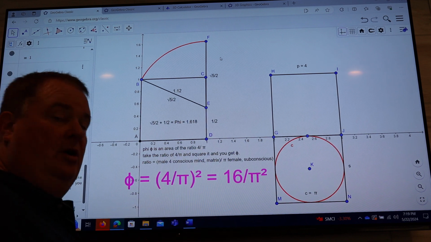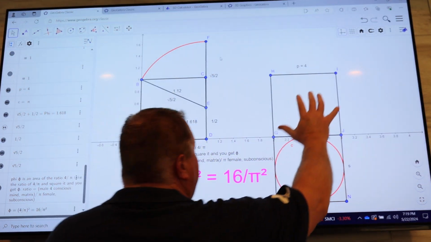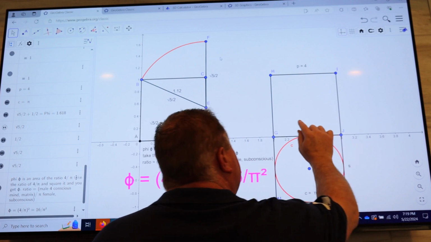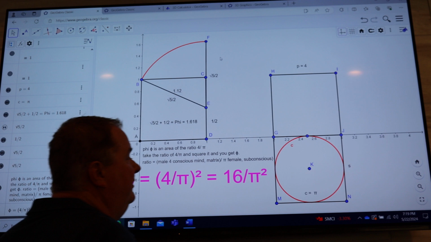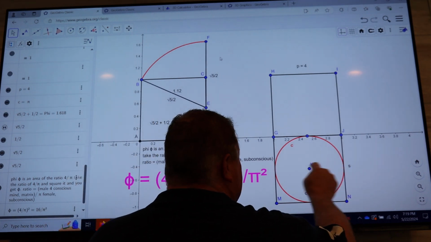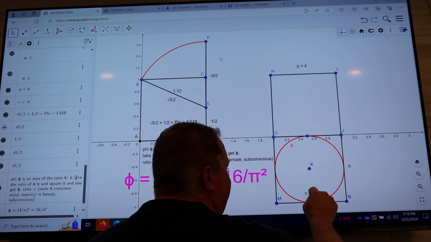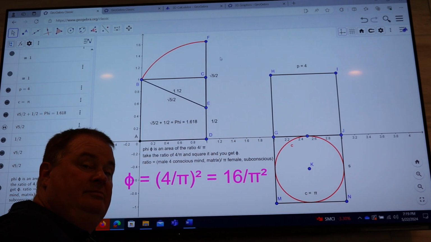How do we get 4? How do we get pi? 4, if you take this as 1 unit, from 2 to 3 is 1. So if I go 1, 2, 3, 4, that perimeter is 4. If I take this distance, it's still 1. You put a circle in it, circumference is equal to pi times the diameter. Well, the diameter is 1.